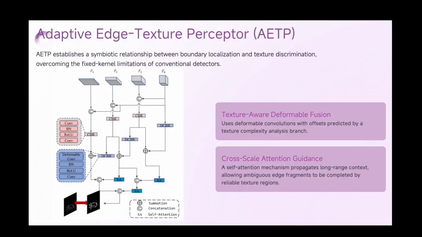The first key module we designed is the AETP. We developed it to act as a relationship builder between edges and textures. Its primary goal in our framework is to produce a high-quality initial edge map. To do this, we designed it to combine multi-scale features with global context, so that the model is forced to consider surrounding texture information when predicting an edge. This makes our initial edge map much more robust and less prone to ambiguity.